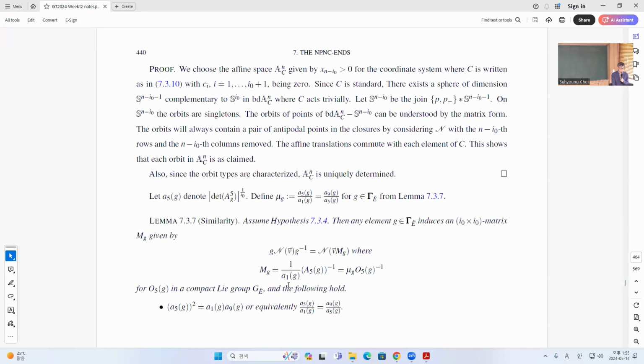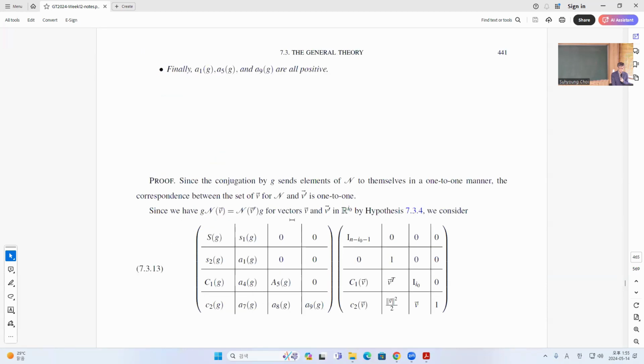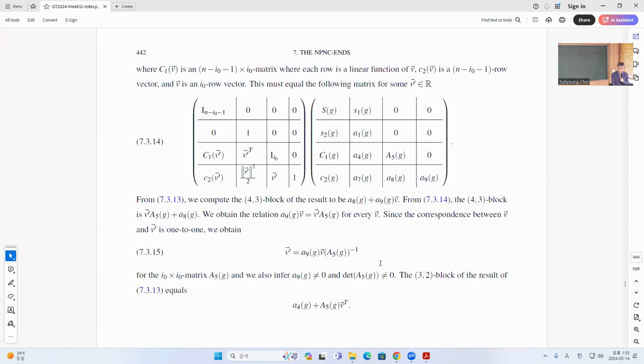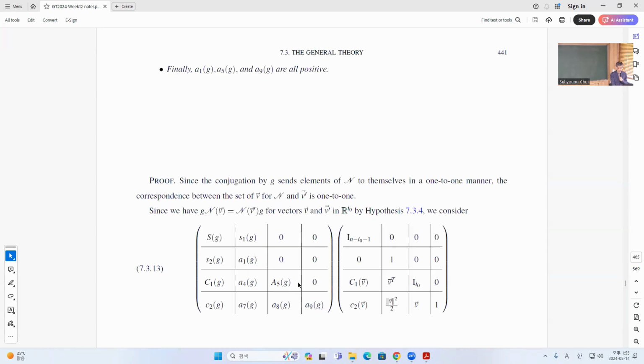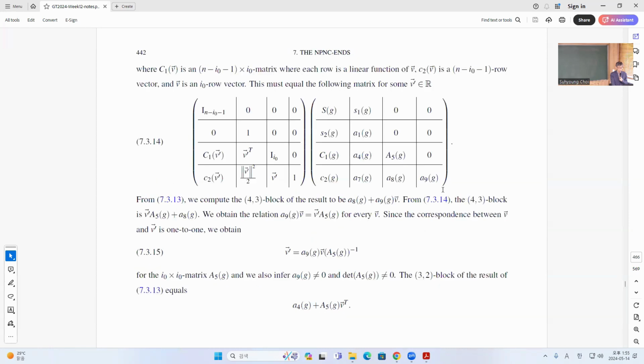And so the basic proof is that you look at this kind of equation and try to relate B and B prime. So first you get this, and then second you get this, and then you have to compare the equations, and then you have this relation here. So the 4-3 block of the first one is this, and then the 4-3 block of the second one is this.